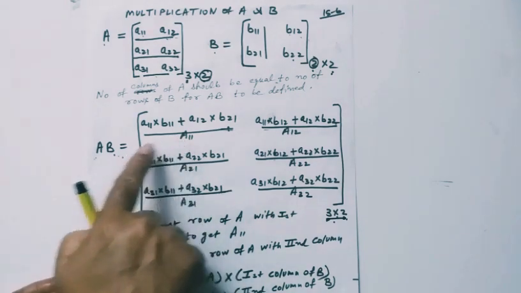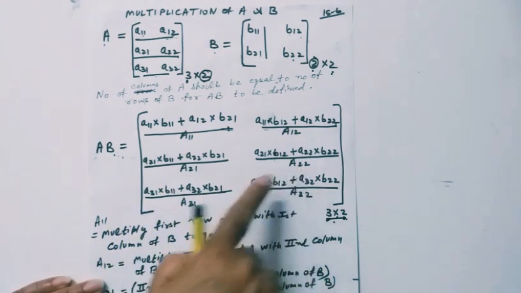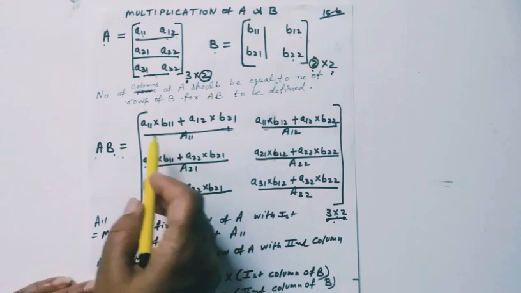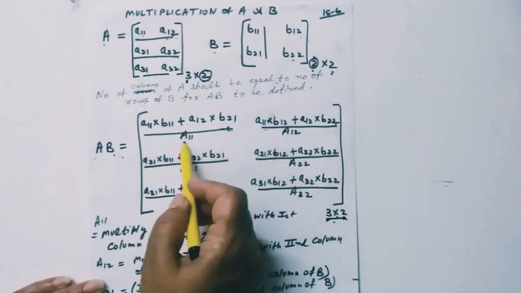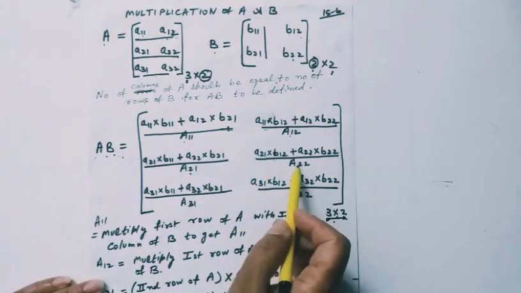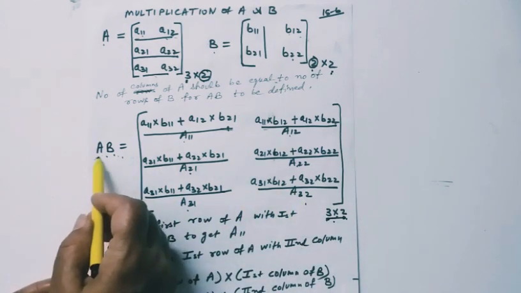So how many elements am I going to have? A11, A12, A21, A22, A31, A32. I have to fill the value of A11. This is the value of A11, an element of the product AB. A12, A21, capital A22, capital A31 and capital A32, these are all the elements of the product AB.